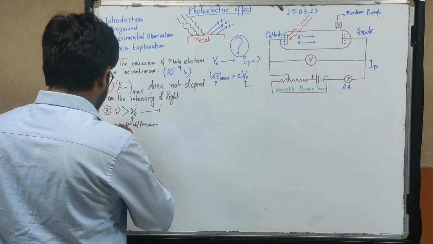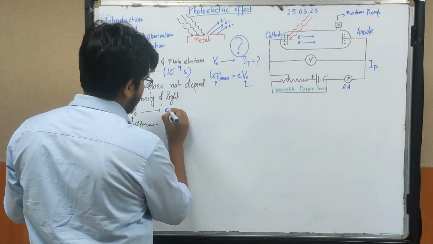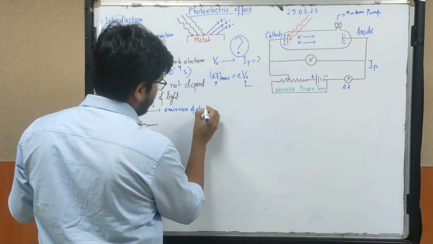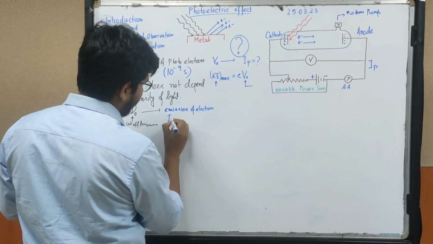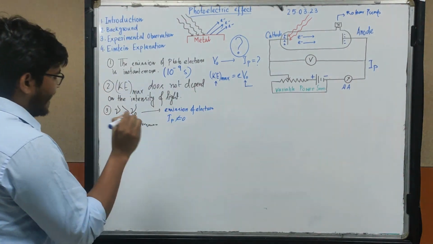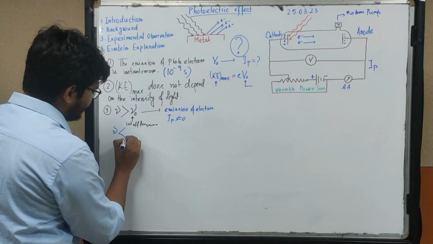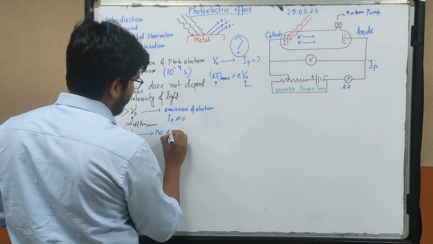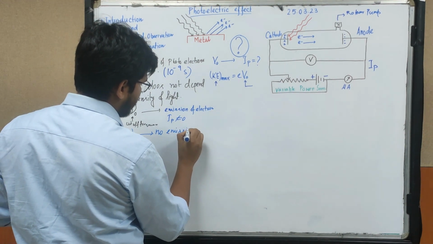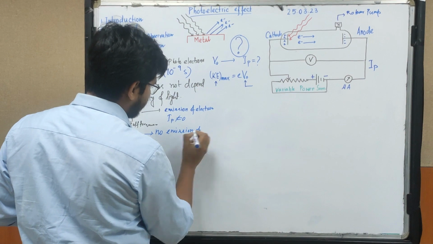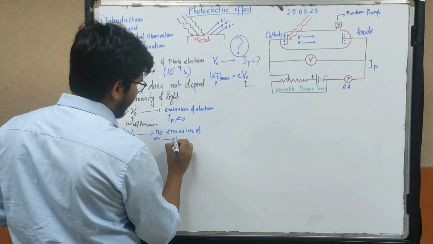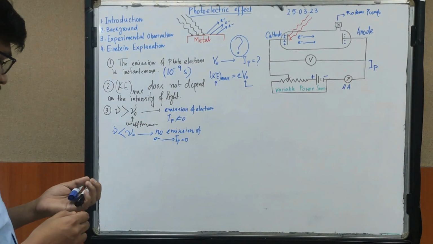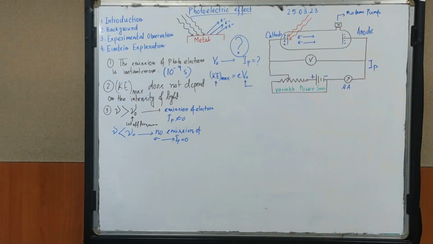Then only there will be emission of electrons, and your current will be non-zero. But if the incident frequency is less than your cutoff frequency, there will be no emission. No emission. So therefore the current will be 0 in the circuit. So these are the phenomena. Let me draw some graphs to explain the complete scenario here.